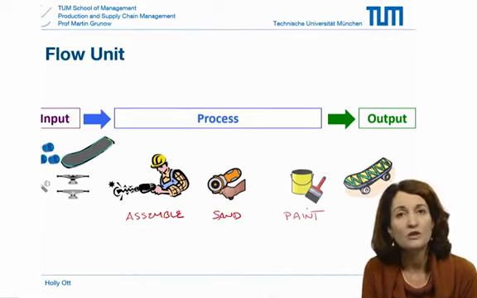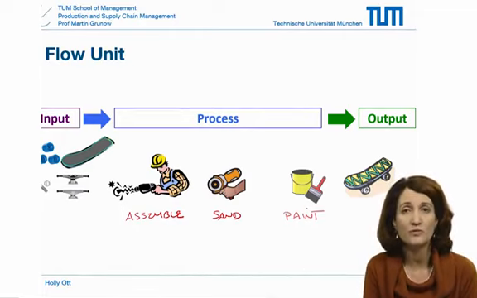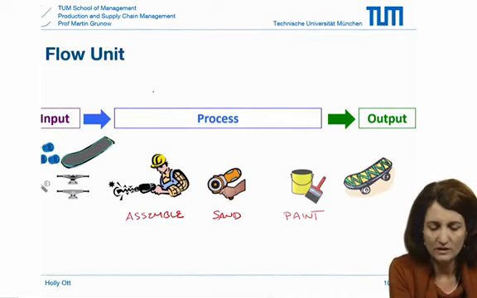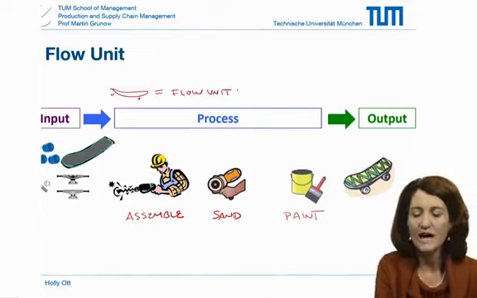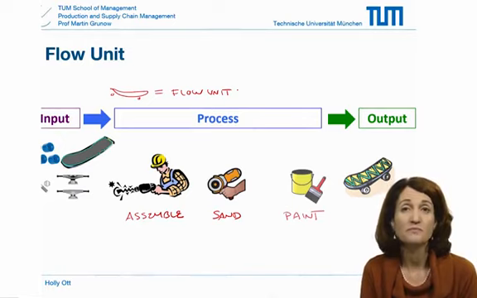So what unit are we working with here? What are we interested in? What is flowing through our process? Well, I could say our unit here is a skateboard. We're interested in how many skateboards we get out of our process. This is called our flow unit.